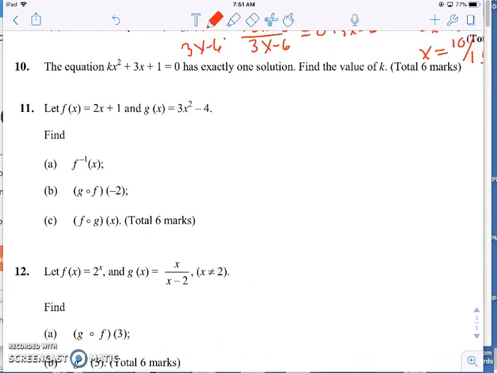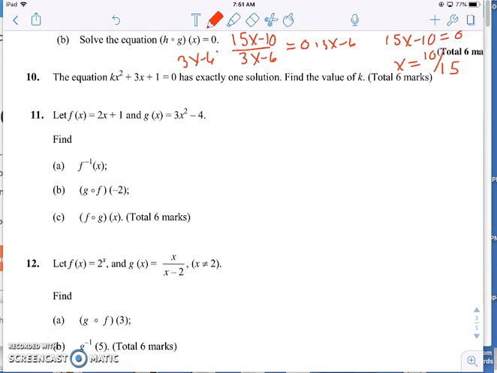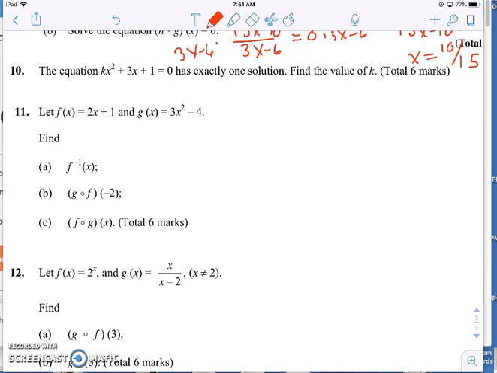Here, the equation kx squared plus 3x plus 1 has exactly one solution. Find the value of k. If it has one solution, the discriminant has to equal 0, so b squared minus 4ac equals 0. So 9 minus 4k equals 0. If we solve for k, that would be negative 9 over negative 4, or 9/4.